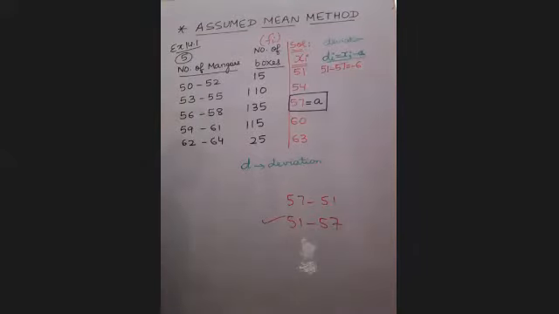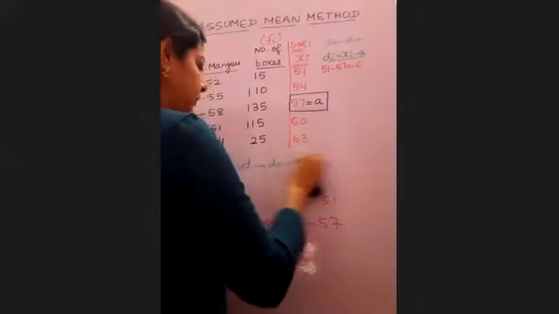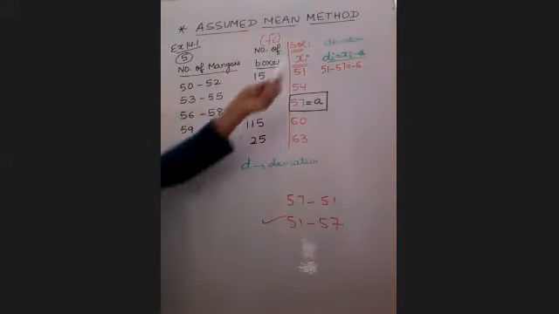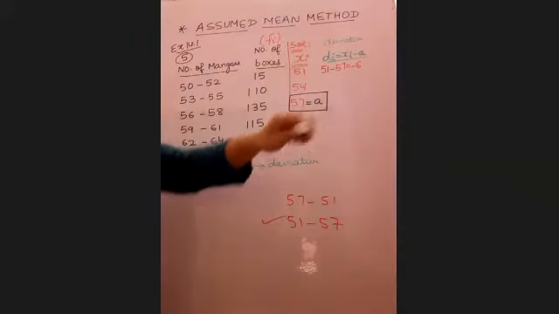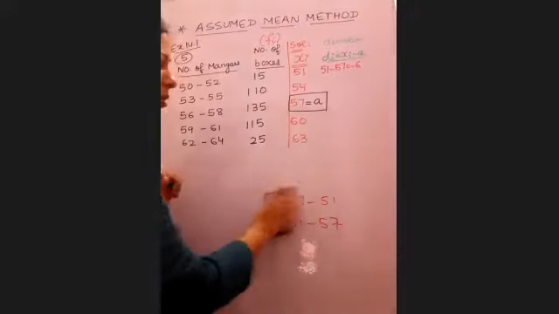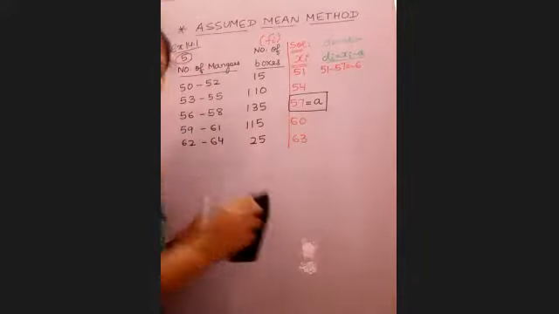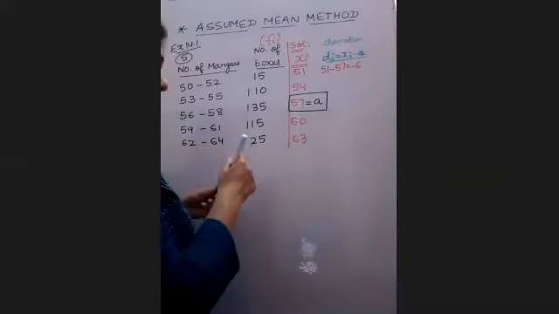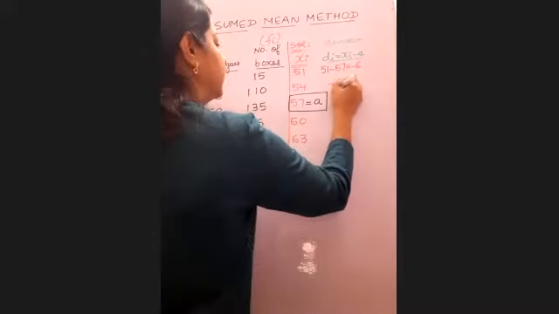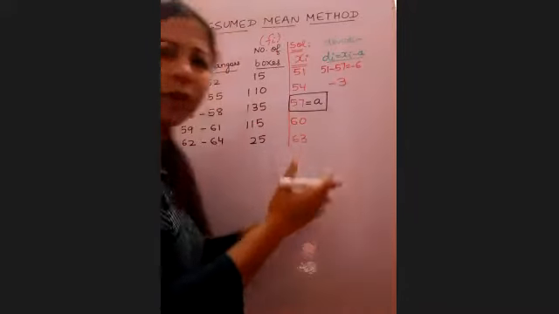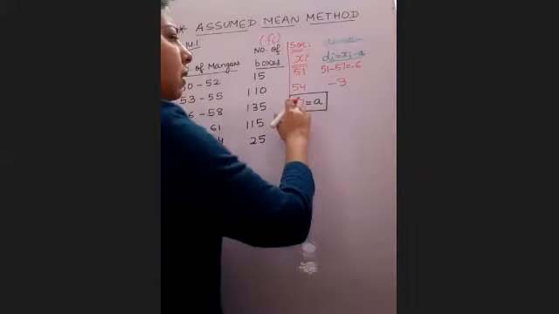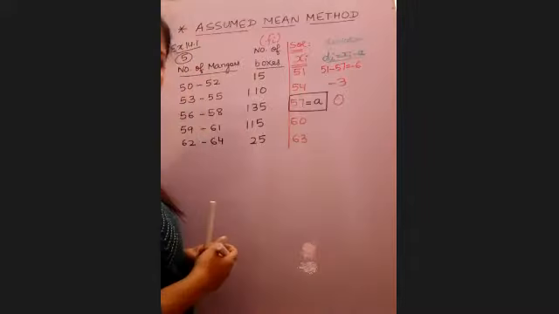Let me calculate the entire table. First one is minus 6. You need not show 51 minus 57. You can directly write minus 6 in the exam. You don't need to show steps. You can do it in your mind and just write straight away. What will be the next one? 54 minus 57, directly minus 3. 57 minus 57 would be 0.